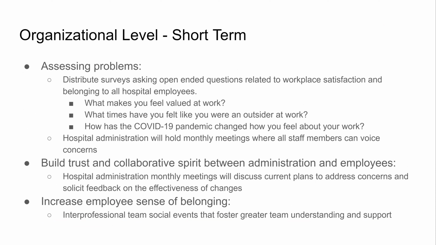Okay, so we divided up our plan into three major categories: changes that we're going to make on the organizational level, changes we're going to make at the team level, and changes we're going to make at the individual level. So starting from the top, the organizational level, this is how does the hospital administration need to change to try and tackle these issues? What kind of high-level policies can we make?